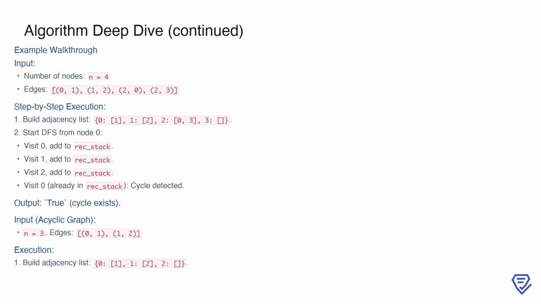At this point, we encounter a back edge when visiting node 0 from node 2, as node 0 is already in rec_stack. This back edge confirms the presence of a cycle. The algorithm terminates and returns true, indicating that a cycle exists in the graph. This example demonstrates how the rec_stack effectively tracks nodes in the current DFS path and identifies cycles.